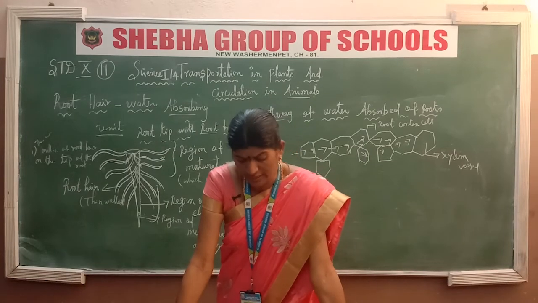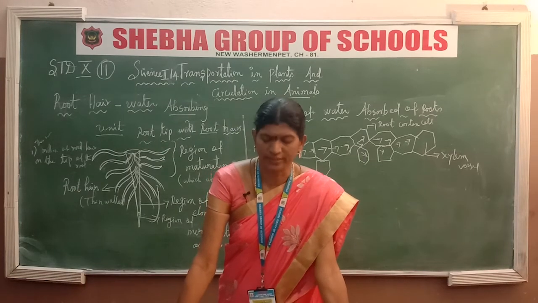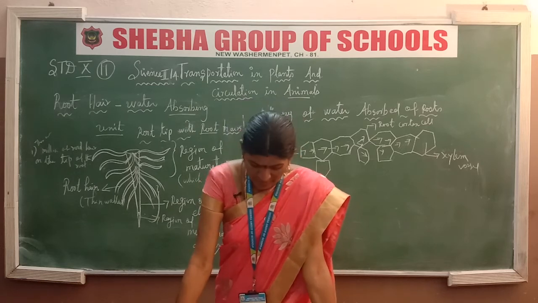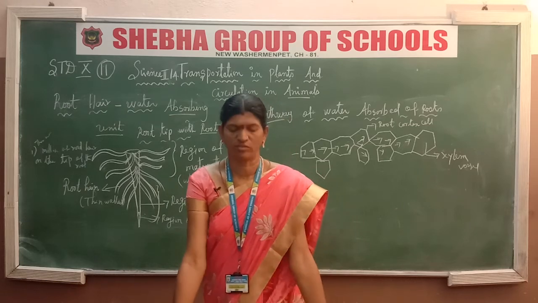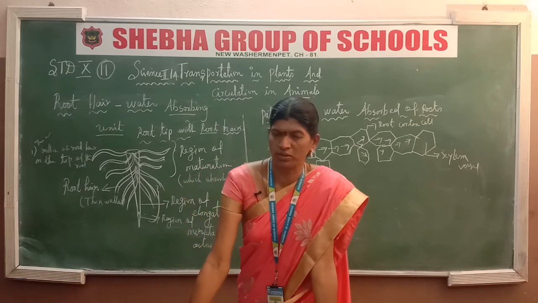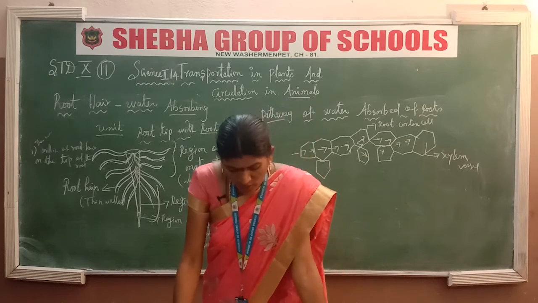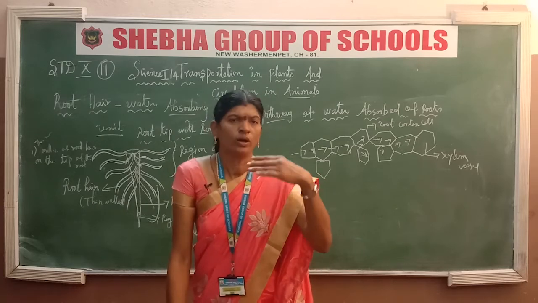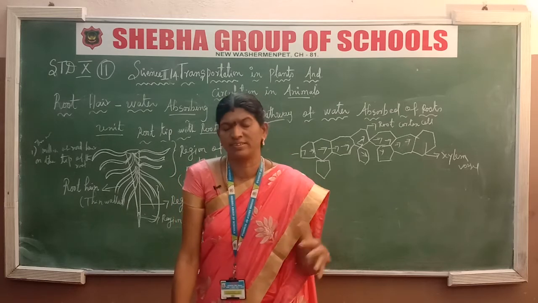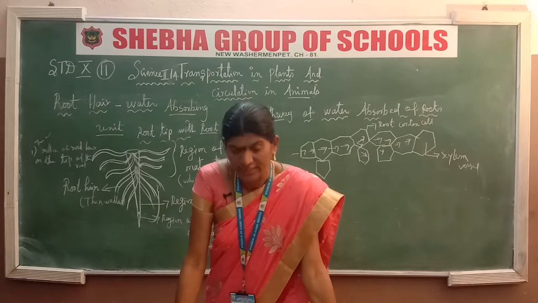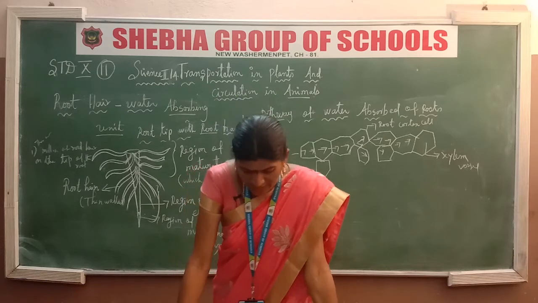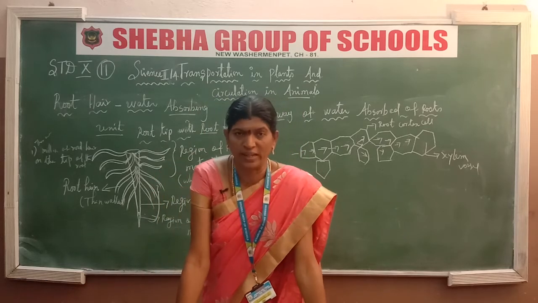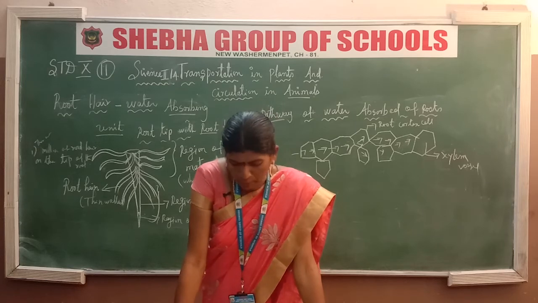Next one, types of movement of water in the root cells. There are two types of movement: one is the apoplast pathway and the other is the symplast pathway. Once water and mineral salts are absorbed by the root hairs, they can move through the layers of the root by two pathways. One is the apoplast pathway and another is the symplast pathway.